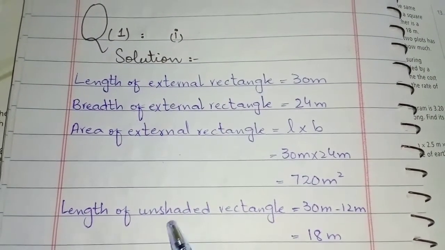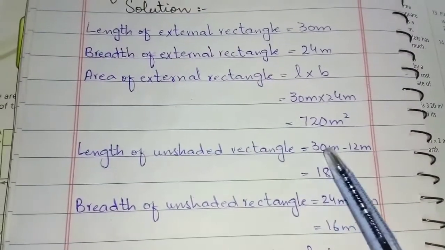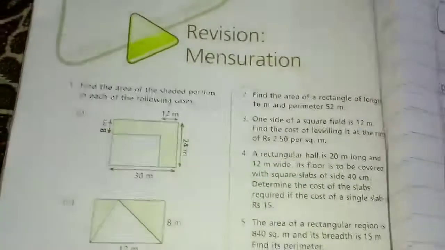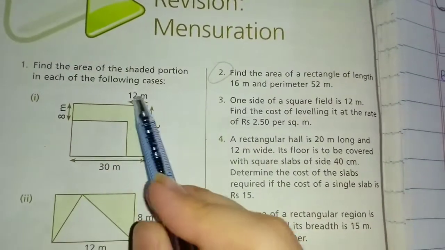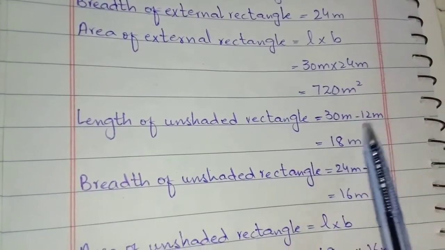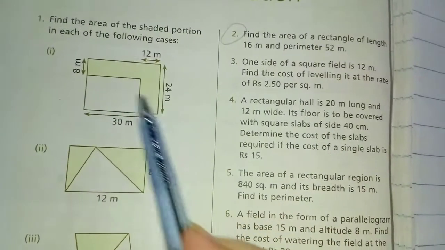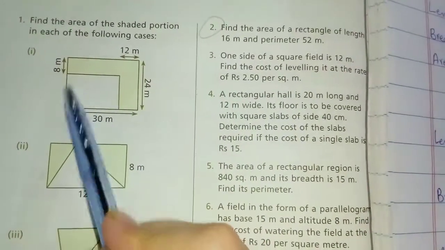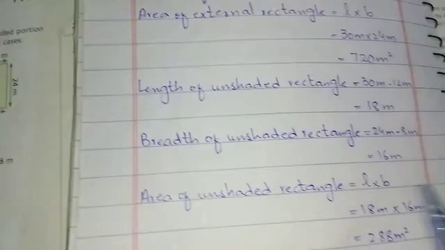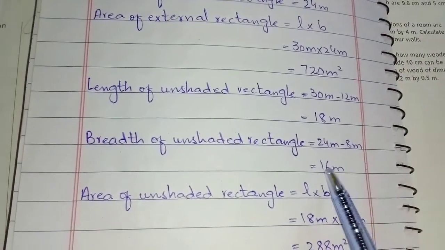Now we have to find the length of the unshaded rectangle. Length of the unshaded rectangle is equal to 30 meter minus 12 meter. As I explained, 30 minus 12 is the length of this part. So the length of the unshaded rectangle is 18 meter. Now the breadth of the unshaded rectangle is equal to 24 minus 8, that is the length of this part. So the breadth of the unshaded rectangle is 24 meter minus 8 meter, that is equal to 16 meter.